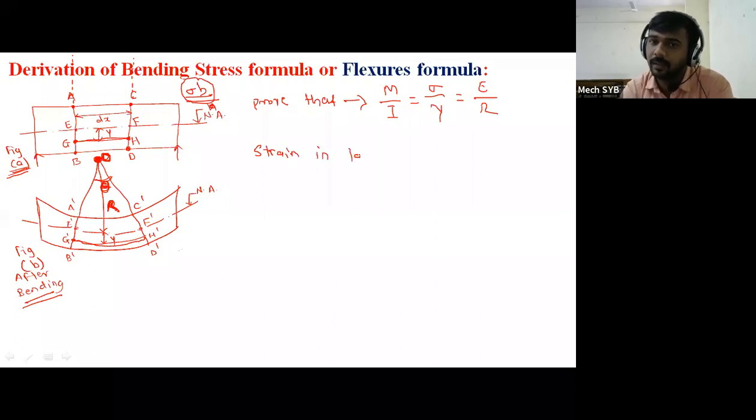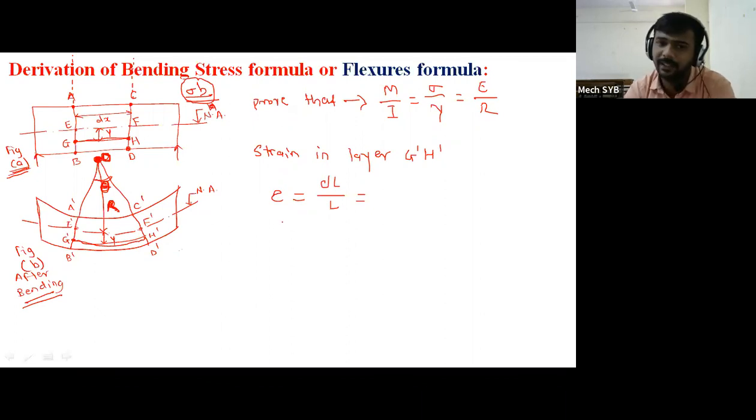So how to calculate? See, strain in layer G dash H dash. So we have the strain formula. What is the formula of the strain? Change in length upon original length. Simple definition we have: strain is equal to change in length upon original length. Now we have to calculate the strain in the layer GH. So what is the change in length?